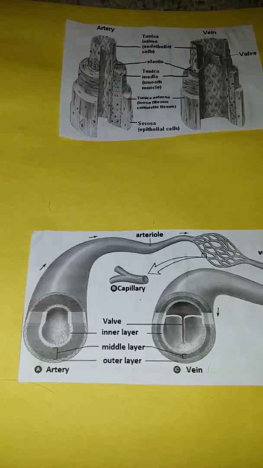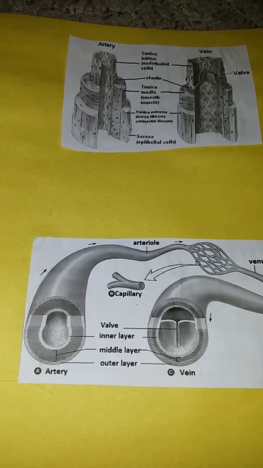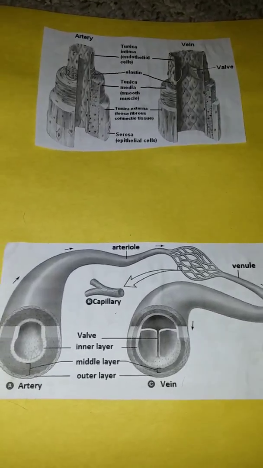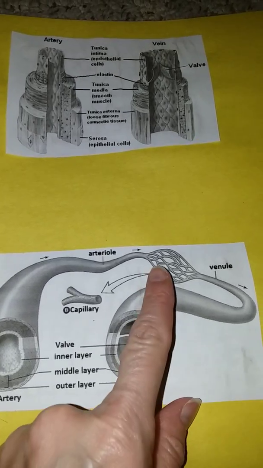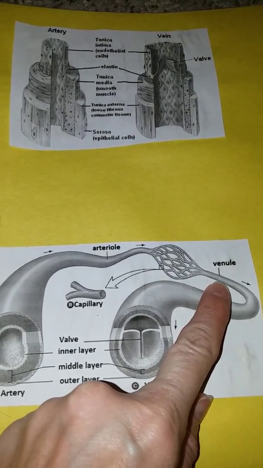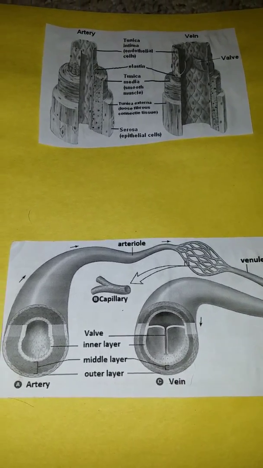The walls are very thin. They're also called microvasculature vessels. Took me a minute to practice that. Then you go from capillaries to veins, as this shows you right here. This is actually a venule. They are efferent, meaning they carry blood toward the heart.